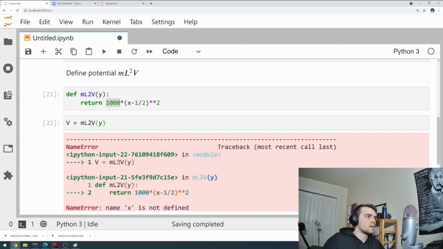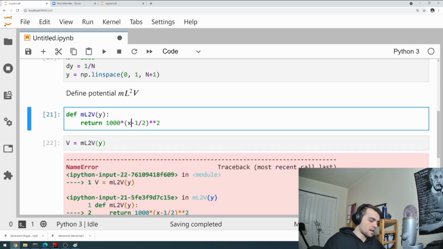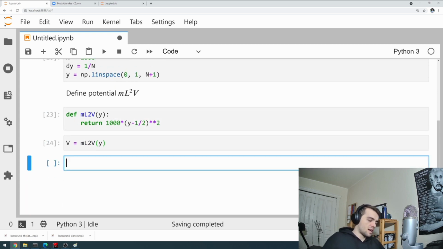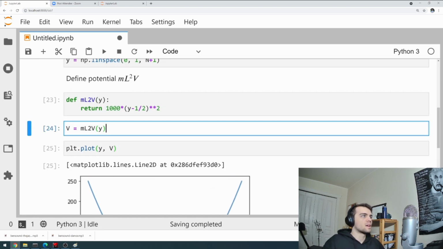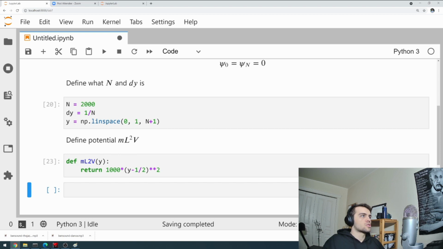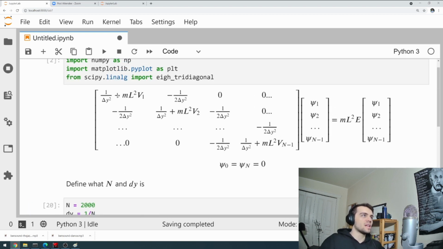Of course, I put x and not y here, and I can plot these. And so we just have a nice quadratic potential here between 0 and 1. So now we basically have everything we need. We need to find the eigenvalues of this matrix. And you'll note that all the information in this matrix is contained in the main diagonal and the two off diagonals because it's tri-diagonal. So everything is contained in this.